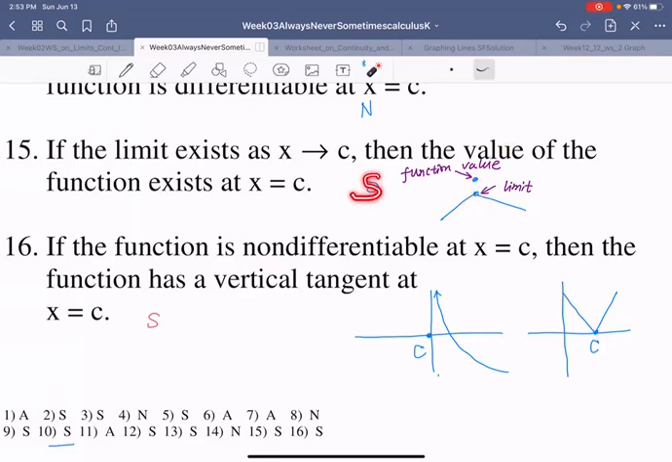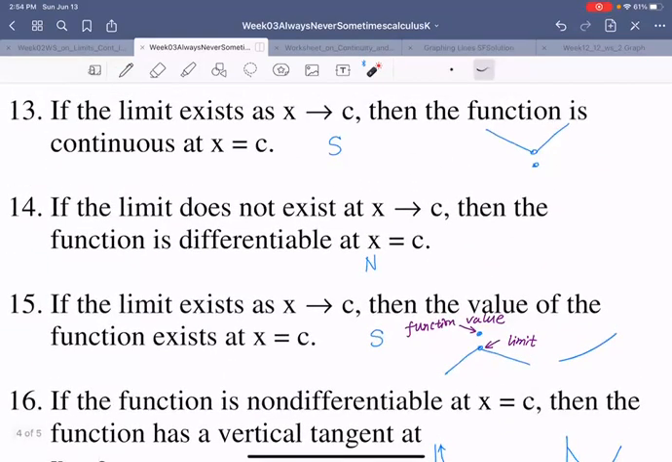This is called sometimes. You can have a graph like that. You see, the limit and the function value are the same. Okay, so we have many examples. Any kind of continuous function can support this one, but this one is a counterexample. So this is called sometimes.